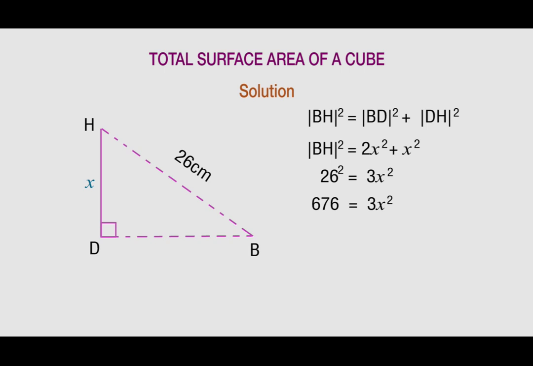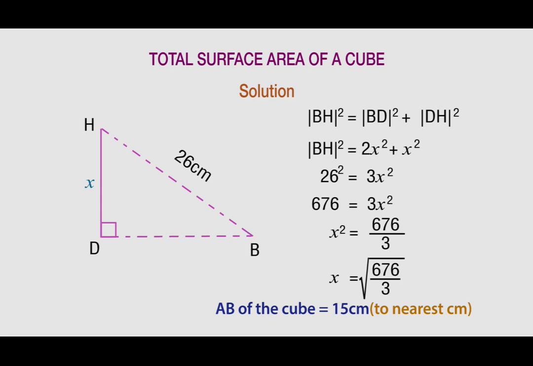We divide through by 3. So we have x squared equals 676 divided by 3. We are looking for the value of x. So we take the square root. And that will give us x equals the square root of 676 divided by 3. Using our calculators, we have x equals 15.0111. We have been asked to write our answer to the nearest centimeter. So our AB is equal to 15 centimeters.